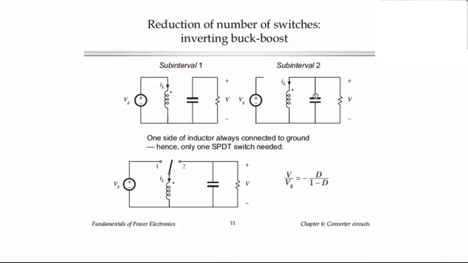Okay, so here are the two subintervals, and we connect a switch like this, as we've mentioned, and what we get then is the inverting buck-boost converter, which is what we have talked about previously in this course. So the inverting buck-boost converter can be derived from the cascade connection of a buck converter and the boost converter. And then by reversing the polarity of the inductor during one of the intervals, we simplify the number of switches needed, and we get a minus sign, so it's an inverting converter.